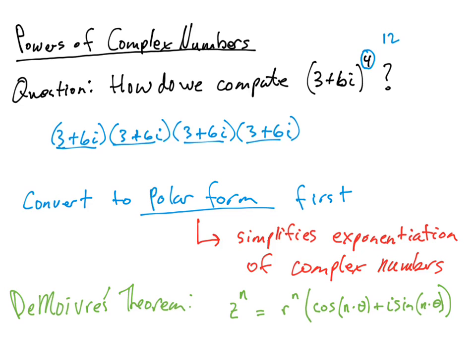So basically, whatever exponent we have, n, we raise the r value from the polar form of the complex number to that same exponent. Then we multiply the argument, the angle of sine and cosine, times whatever the value of n is. So this is called DeMoivre's theorem. Let's check this out in practice.